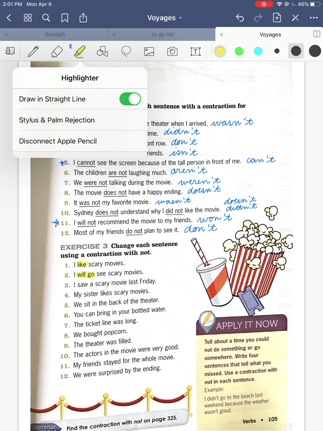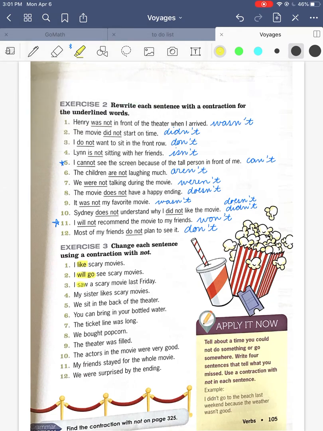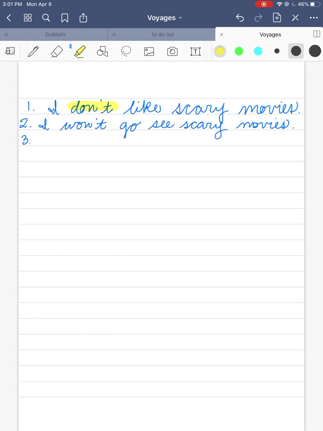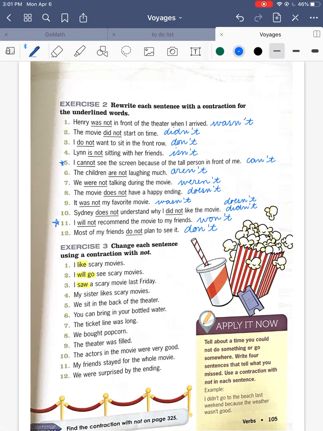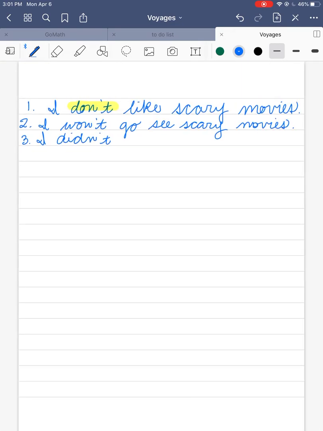The next one, I saw a scary movie last Friday. Saw. So the opposite of saw is did not see. So I did not see or didn't. You don't write saw because did is going to be making it past tense. So I'm not going to write I didn't saw. You're going to change it to see. I didn't see a scary movie last Friday.